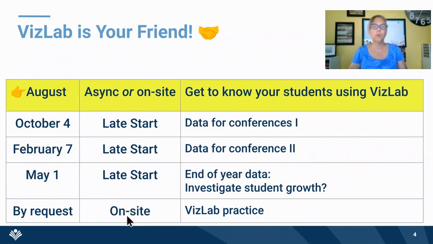In August, we will be offering an asynchronous session, which is what you are doing right now, called Getting to Know Your Students Using VizLab. On October 4th, during Late Start, we will offer Part 2, Data for Conferences 1. On February 7th, during Late Start, we will offer Part 3, Data for Conferences Part 2. And finally, on May 1st, during Late Start, we will be teaching you about end-of-the-year data and how to investigate student growth.